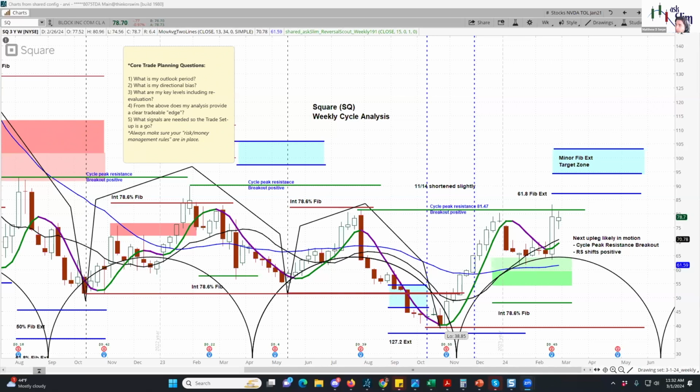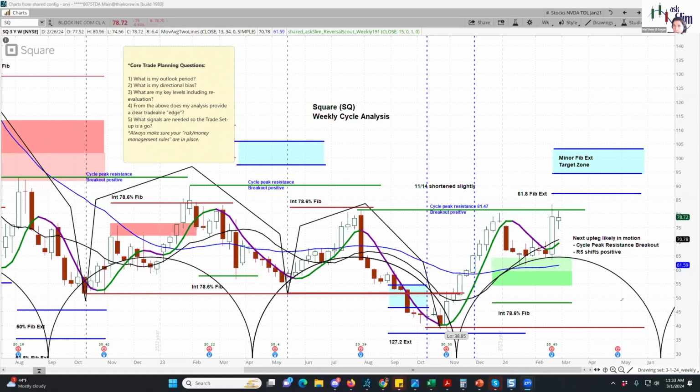So as Slim mentioned, I'm looking at Square here. I have a long side bias in a 2 to 4 week outlook. On the top here, I've posted a little sticky note that we focus on a lot here at askSlim, and that is our trade planning process, the questions, the outlook period, the directional bias, our key levels. And then once we have that sum of the evidence, does that then suggest we actually have a tradable edge? And then what signals are needed to suggest that setup is a go?